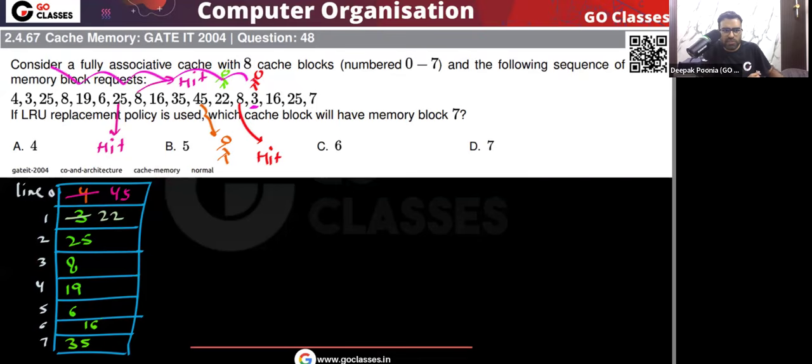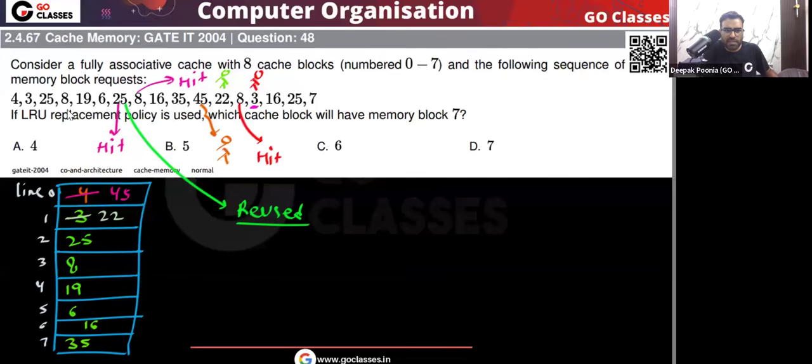So you go back and you see which is least recently used among all these blocks. You can easily notice that 4 is not here, so forget about 4, because that is not even here. Among these, you see which is least recently used. You can see this 25 is actually used here. Yes or no? We have already reused this 25 here.